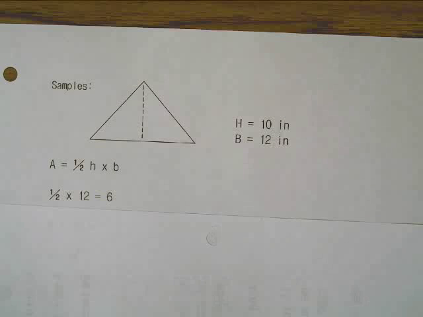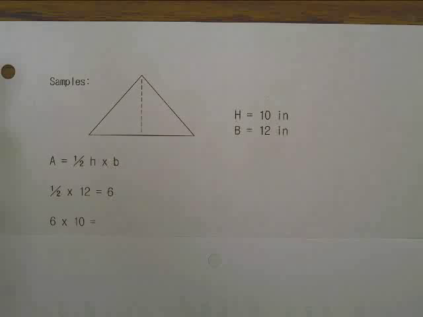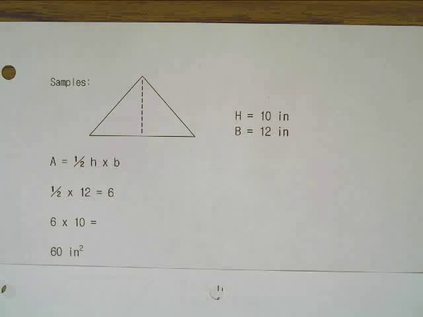Now what's the next step? If you know what the next step is, raise your hand. Max? We multiply 6 by 10. 6 times 10, we should get 60, and then we label it inches squared. Pretty simple. Think everyone can do it? Yes? Sure.